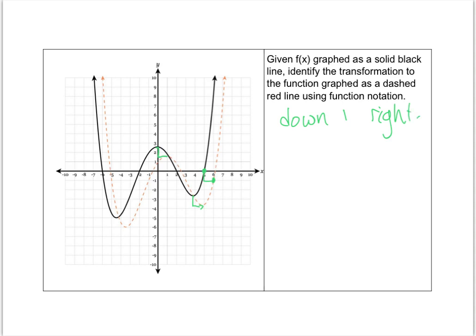So down 1, right 1. And what I'd like us to remember from this, so if we start with our f of x notation, down 1 is going to mean that we're subtracting 1 after the function. Right 1 means that we're subtracting 1 inside the function. Remember that anything we do inside is always going to go the opposite direction of what we expect.